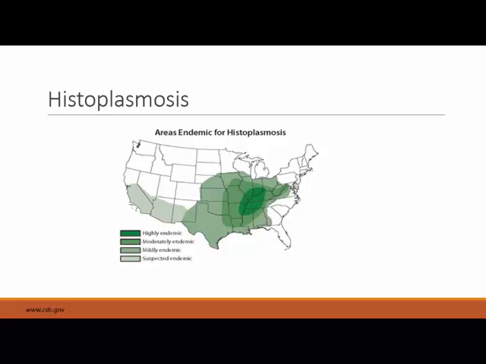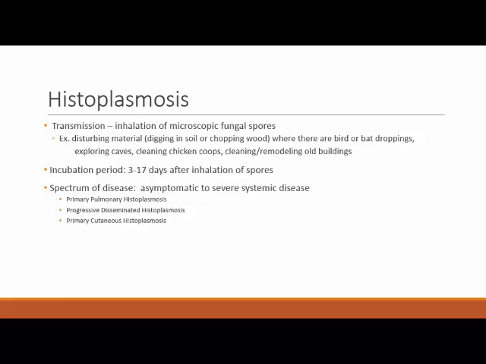So again, this is a map from the CDC that shows a little bit more clearly the area of endemic histoplasmosis. The darkest region in the middle, that's the Ohio and Mississippi River Valley. That's where the most cases are reported. It does go up into Michigan a little bit, and even as far west as California. And Dr. Morris also mentioned that when he was in North Dakota, because the Missouri River runs right through there, there are actually a lot of cases there as well.